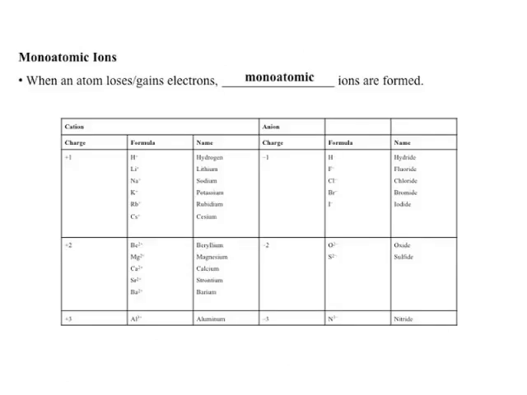Now I will explain what monoatomic ions are. Let's move to the next slide. You can make ions from atoms or molecules. When an atom loses or gains electrons, it becomes a monoatomic anion or monoatomic cation. This table shows examples of monoatomic anions and cations. Let's move to the next slide.